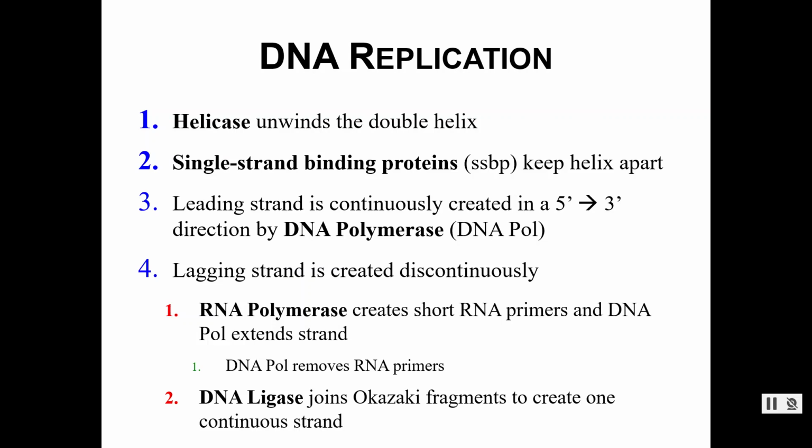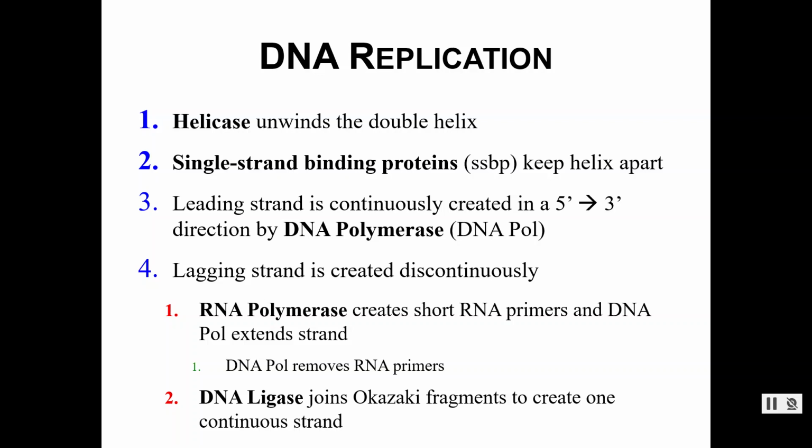So if we're talking about cell replication specifically, we have to include DNA replication. Any new cell that will be created must contain brand new DNA. There are four main steps to DNA replication. First would be to unwind the double helix itself. We need an enzyme called helicase to help us do that.